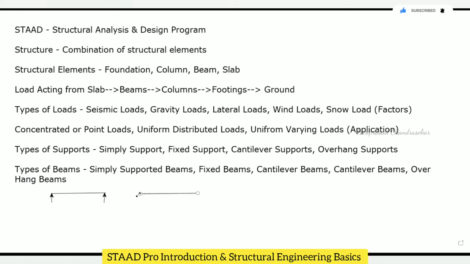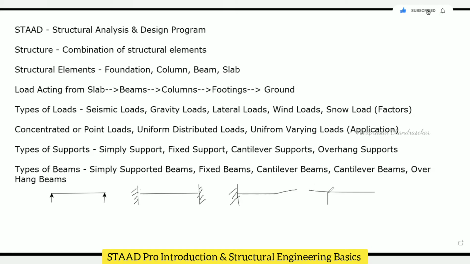It will be like this. This we can call a fixed support and fixed beam. And then the cantilever, how will it be? The cantilever is fixed at one end and free at the other end. And then we can call overhang beams.